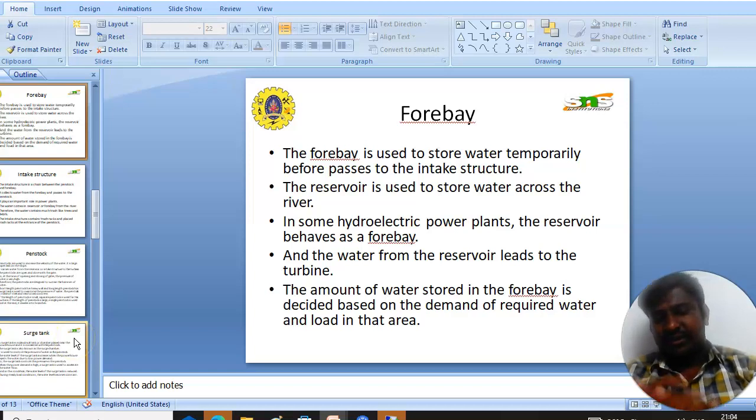Next, we will see the details about the parts of the hydropower plant. First, the forebay. The forebay is used to store water temporarily before it passes to the intake structure. The reservoir is used to store water across the river. In a hydropower plant, the reservoir behaves as a forebay. The amount of water stored in the forebay is decided based on the demand for water and the load in that area.